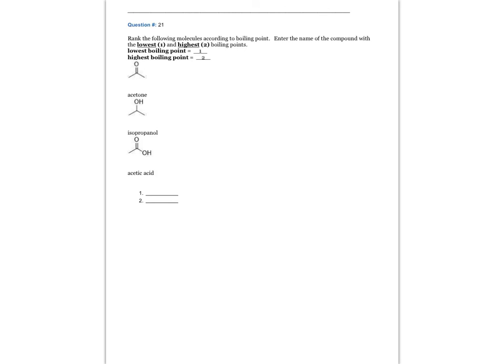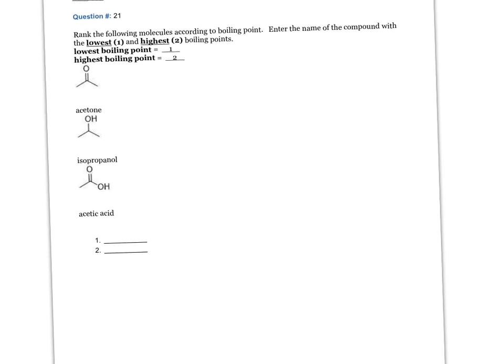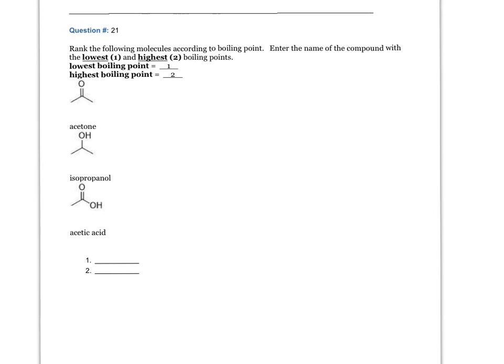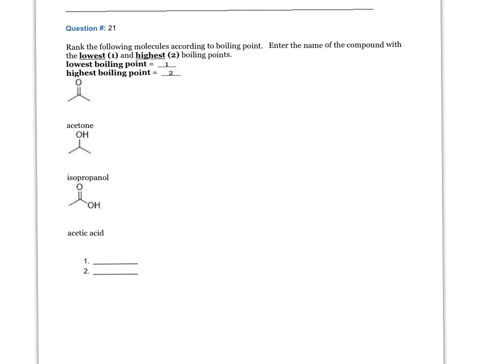Question 21. Similar to the previous one, rank the following molecules according to boiling point. Enter the name of the compound with the lowest and the highest boiling points. The names got skewed a little bit here. Acetone, isopropanol, acetic acid.